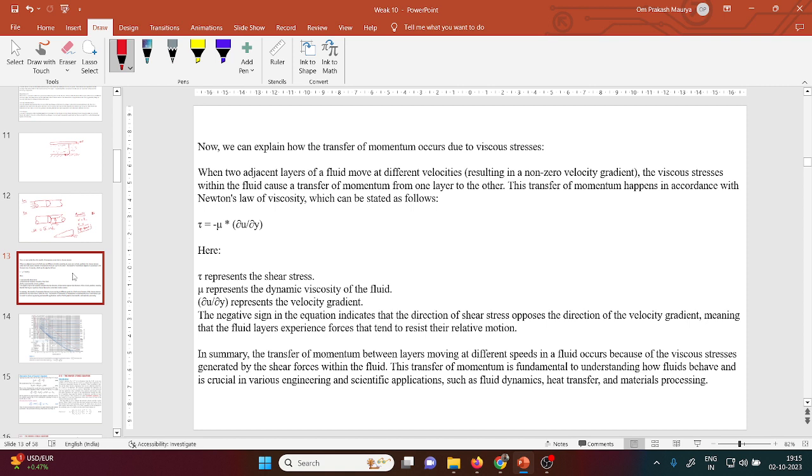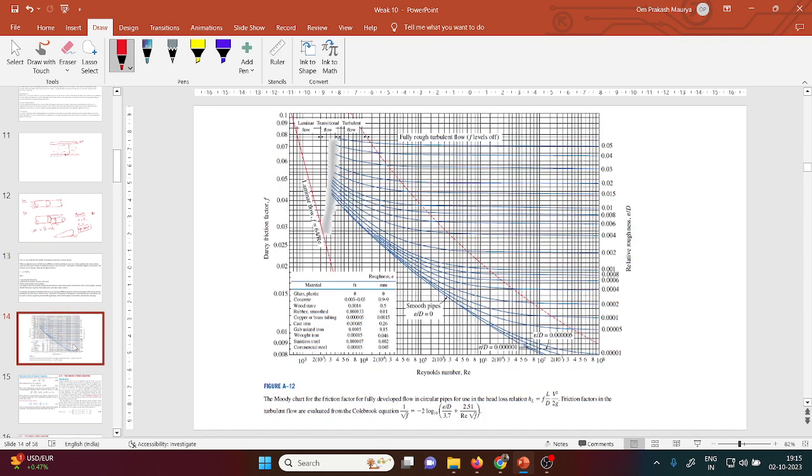Okay, now moving on to your next doubt, which I think I have discussed: the Moody chart. The Moody chart is nothing but for when the flow is turbulent. You know this: hf is the major head loss due to the friction of the pipe, f L V square by 2 g D, right? So in case of laminar flow, this is equal to what? If you concentrate here, 64 by Re.